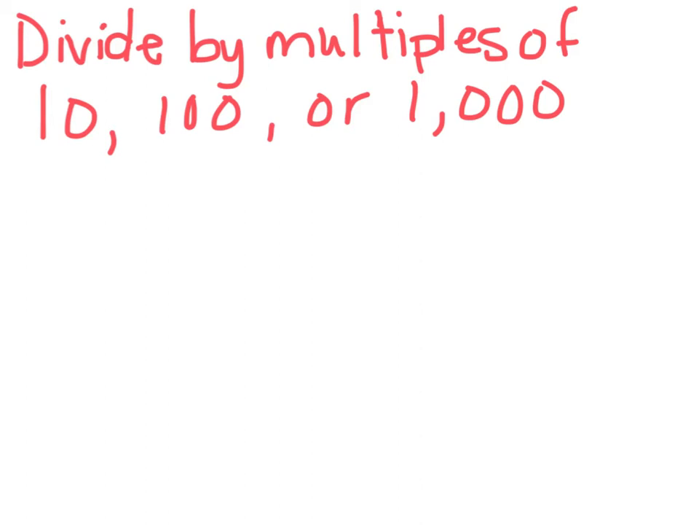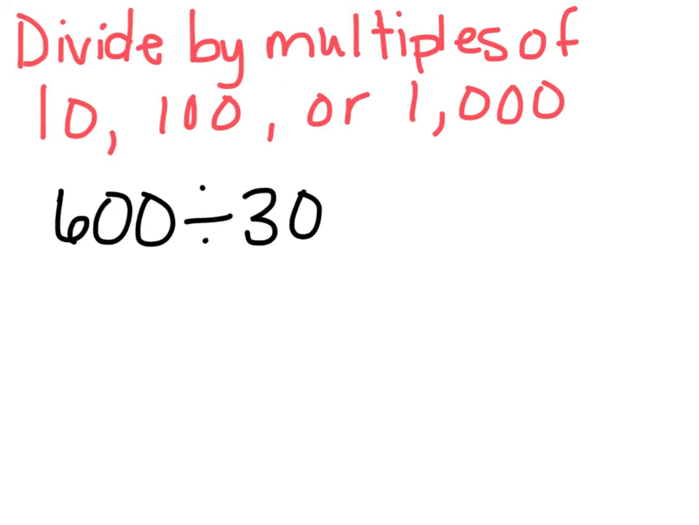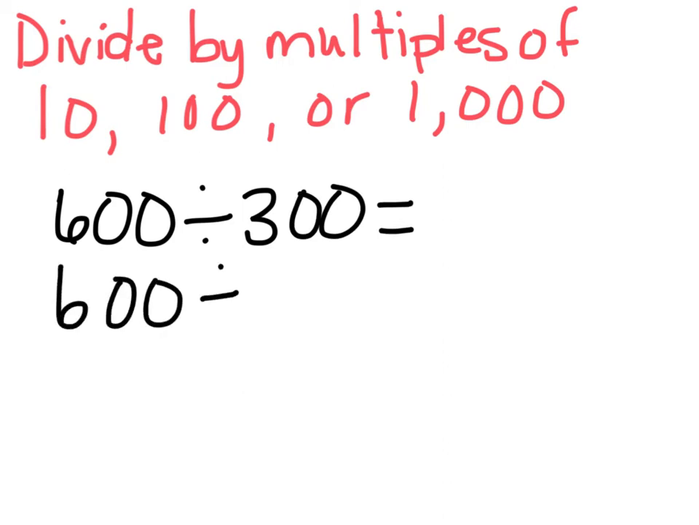Now let's divide by multiples of 100, using the exact same technique of breaking to help us solve the problem. What would 600 divided by 300 be? Well, we can think of 300 as 3 groups of 100. So we'll break the problem apart in this way to make it simpler to solve.